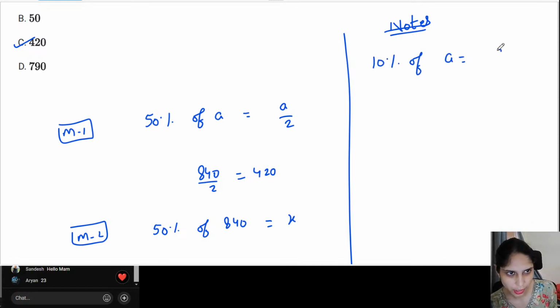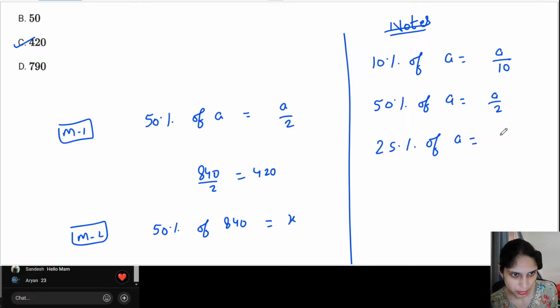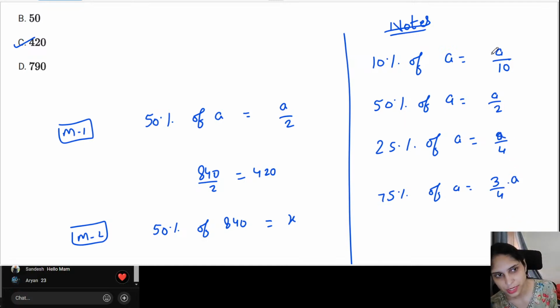10% of A is going to be A over 10. 50% of A is going to be A over 2. And then 25% is going to be, you have to divide with 4. And 75% means 3/4 times A. And if you have to find 20%, you find 10% multiplied with 2. So that is how you can do it. All right.